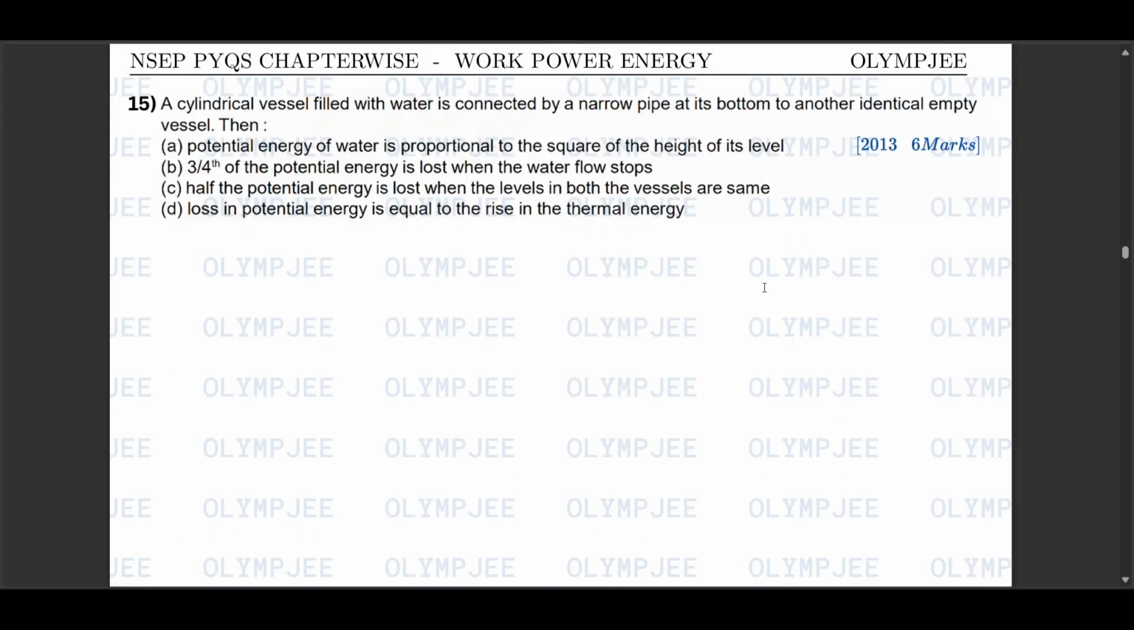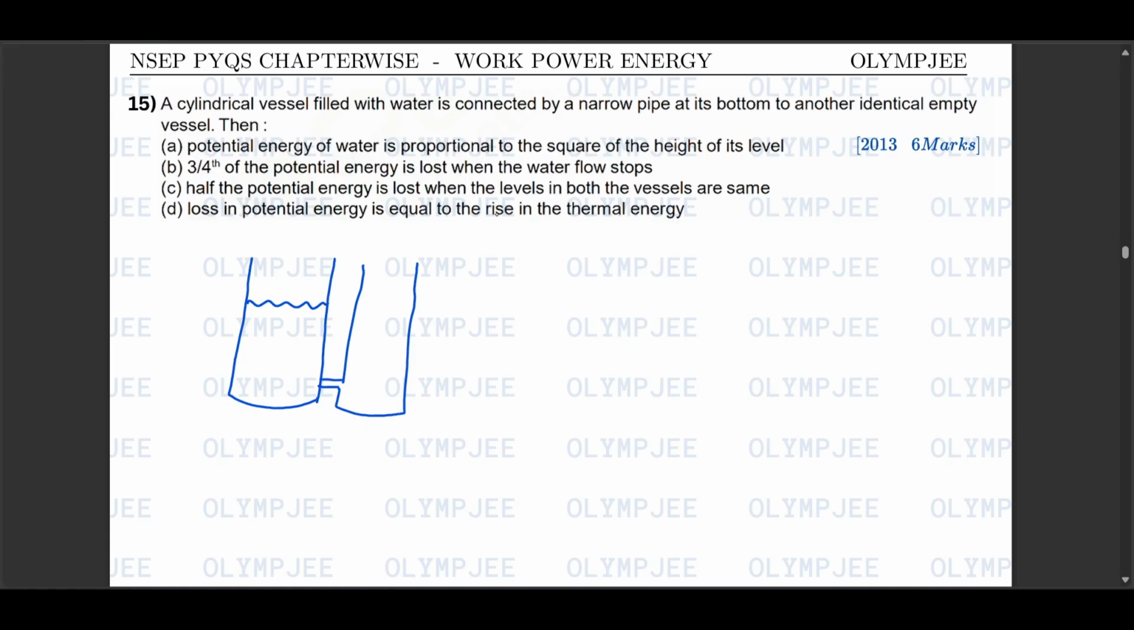So question 15 says that a cylindrical vessel filled with water is connected by a narrow pipe at its bottom to another identical empty vessel. Okay, so a cylindrical vessel, something like this, is filled with water and it is connected to an empty identical cylindrical vessel at the bottom. So this vessel is empty at the beginning.